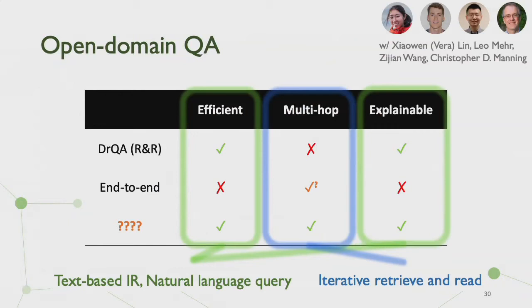Exactly. So we actually have this estimate in the original HotpotQA paper that if you use our IR system in that paper, you would need to retrieve on average 600 documents before you can find both of the gold supporting documents. So to answer that question.